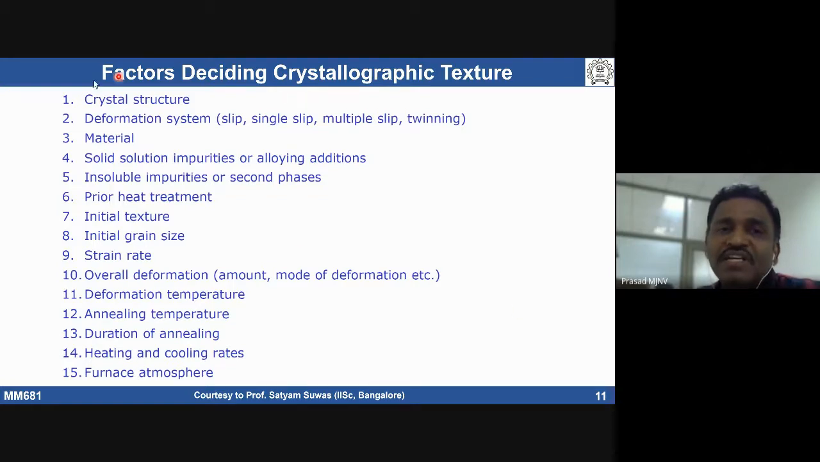Here I summarized some of the important factors: crystal structure, deformation system, material, solid state impurities, insoluble impurities. There are so many things. Initial texture and initial grain size can dictate what type of texture is going to build up. Strain rate, amount of deformation, mode of deformation, temperature, annealing temperature, heating and cooling rates, furnace, all these things can influence what type of texture is going to form in a given material. There are many factors, but as far as deformation and heat treatment are concerned, these parameters are taken into consideration here.